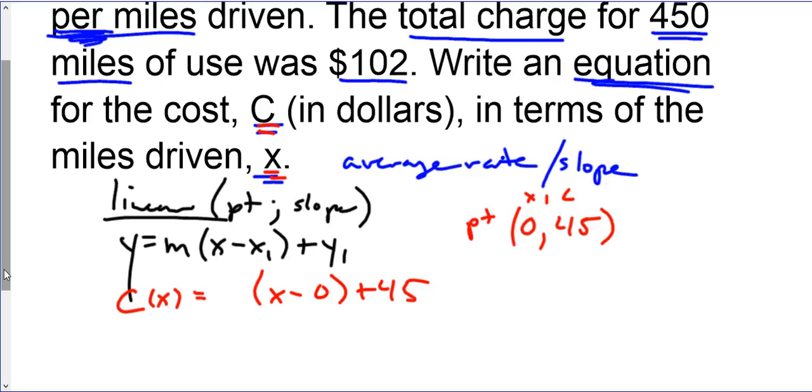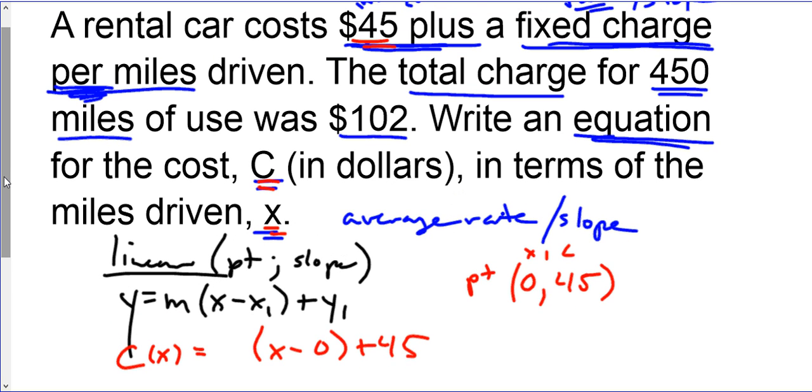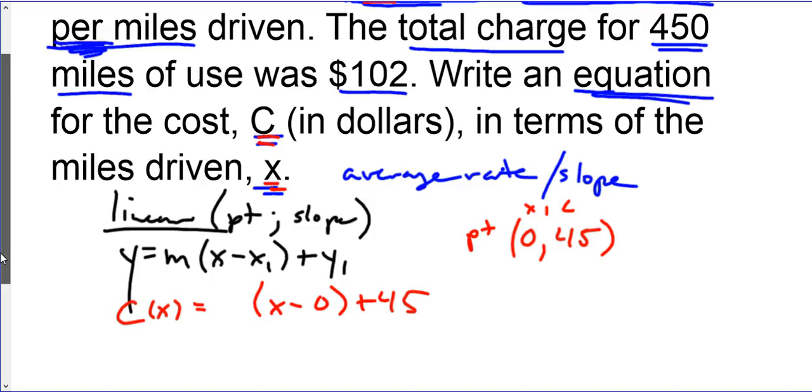Now let's find our average rate, our slope. They don't really tell us our slope. They just say that we have a fixed charge per mile. But it says that we have a total charge for 450 miles. We have to pay $102. That probably could help us get our slope, because we're looking for y, cost, $102, and we traveled 450 miles. So we're going to do dollars per mile. That's where we're looking, right? Well, actually, that is our slope.